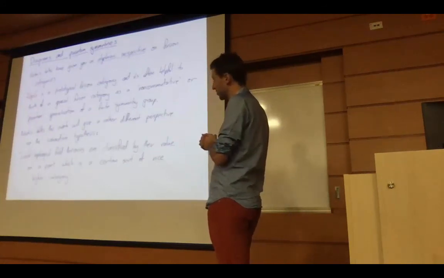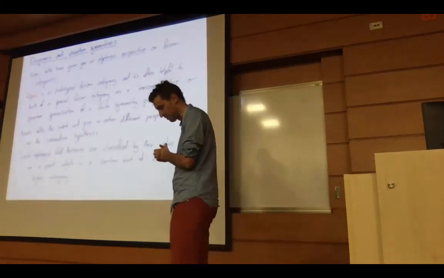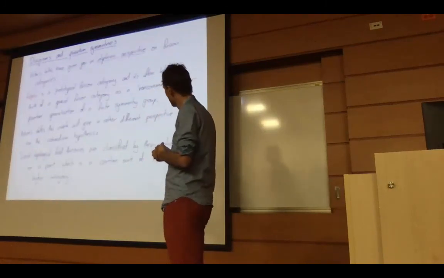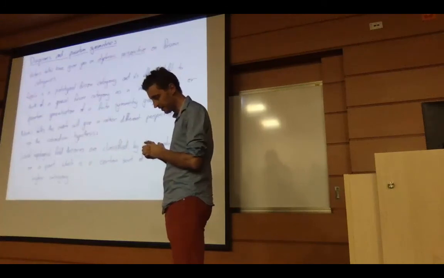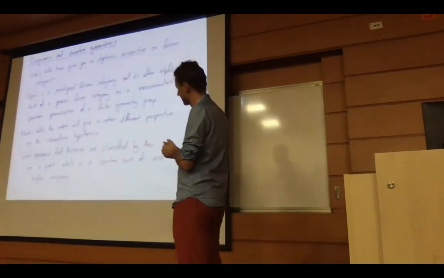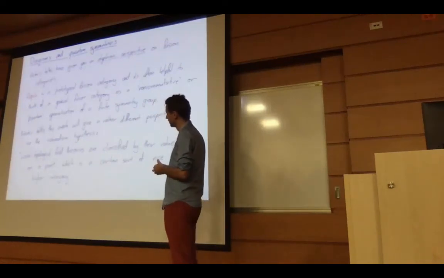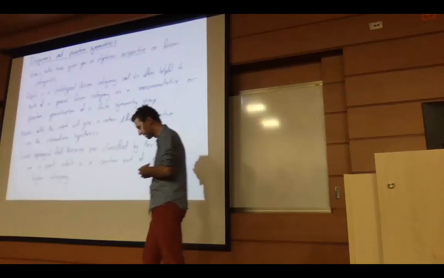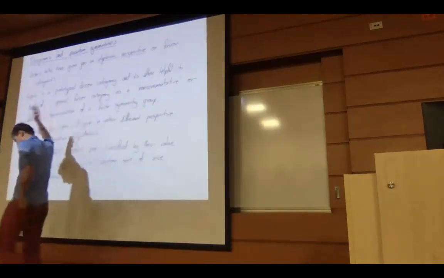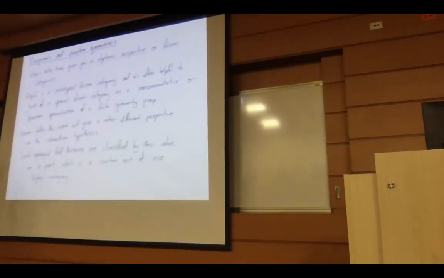So first of all, Rep G is really everyone's first example of a fusion category. There's this idea that a general fusion category is missing some of the features of Rep G. Rep G in particular is a symmetric monoidal category, but a general fusion category isn't. So there's this idea that fusion categories are a non-commutative or quantum version of finite symmetry groups.